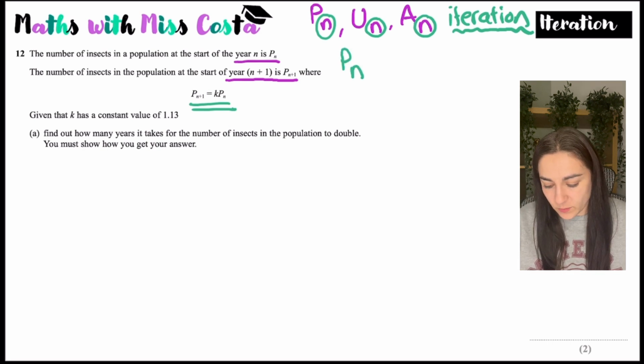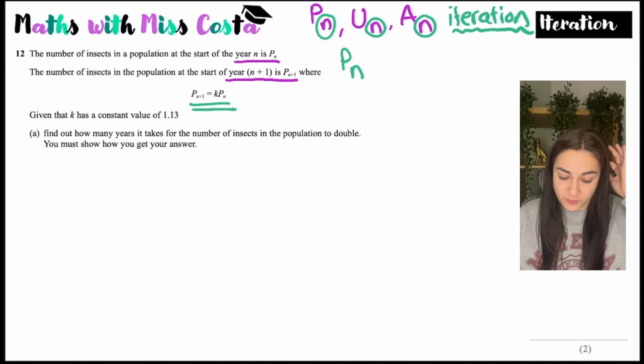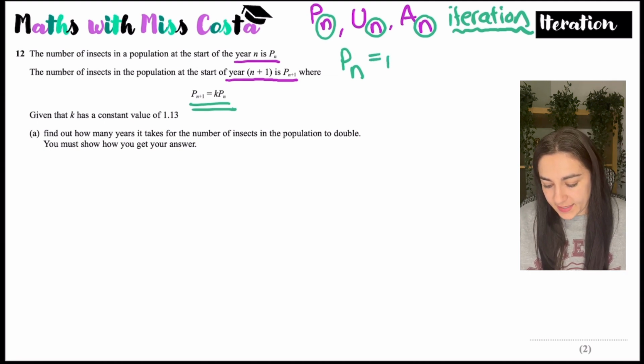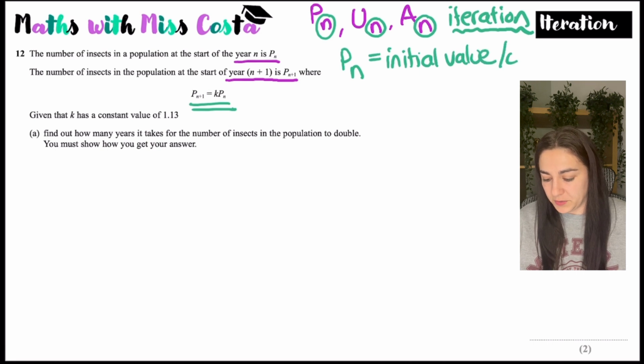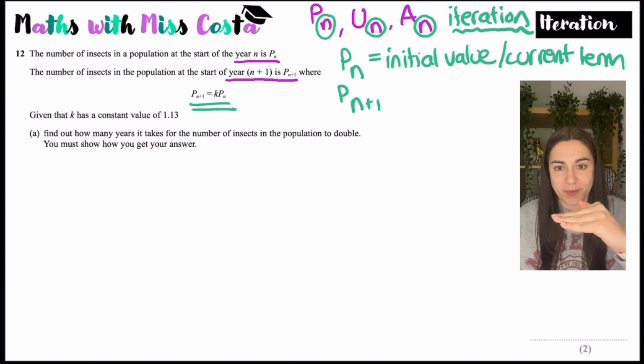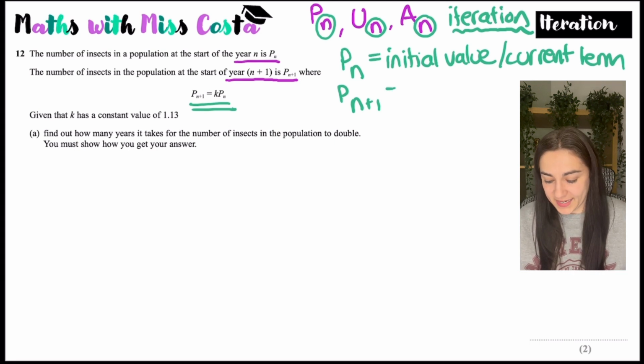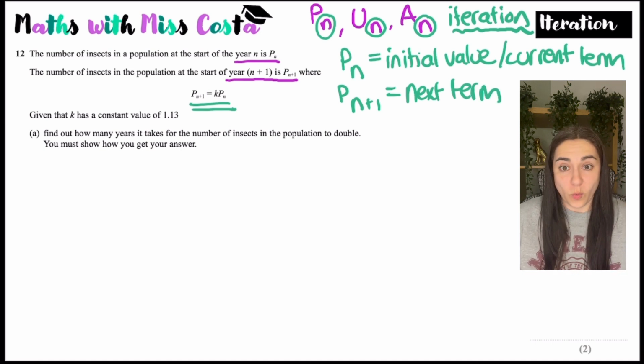So Pn or Un or whatever it is, in this question we've got Pn, that is the initial value or the current term, depending on how you use it. So we always start with the initial value, and then Pn plus 1, well, n plus 1 just means the next thing. So Pn plus 1 would be the next term. So for instance, if Pn was P4, that would represent the 4th term. So Pn plus 1 would be P5, which is the 5th term.